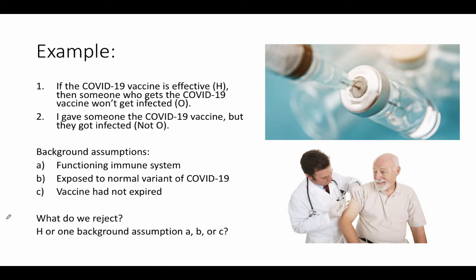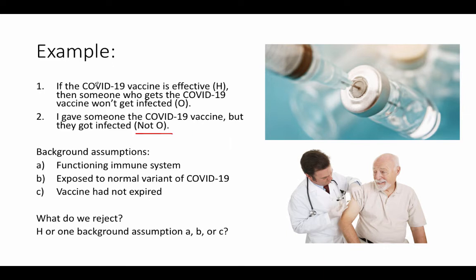Here's a hypothesis. The COVID-19 vaccine is effective. Well, then if the COVID-19 vaccine is effective, then someone who gets the COVID-19 vaccine won't get infected. So the hypothesis is that the COVID-19 vaccine is effective, and that predicts this particular observation: you give someone the COVID-19 vaccine and they don't get infected. Well, supposing I give someone the COVID-19 vaccine, but they get infected. In that case, the predicted observation turns out to be false.